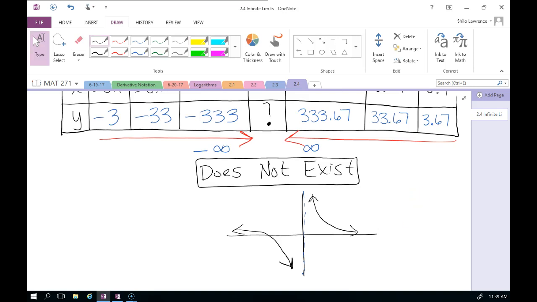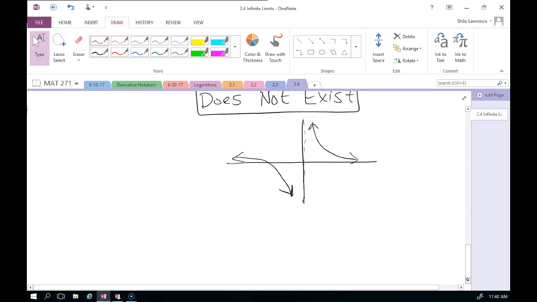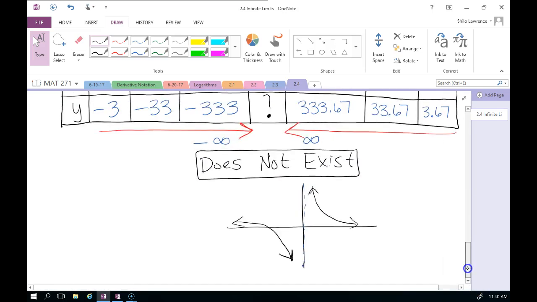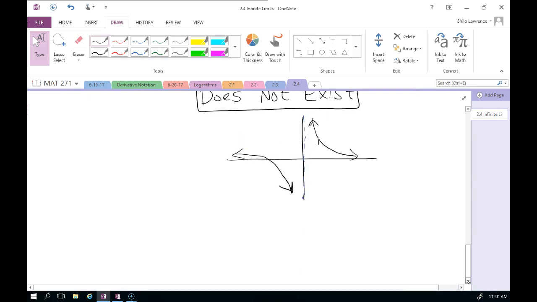So the table works exactly the same way as before. And if they are not coming together in the middle, approaching the same thing, we would say it does not exist. Now, analytically is the fun way to do this, because once we try direct substitution, we can tell right away if we're going to have a vertical asymptote.